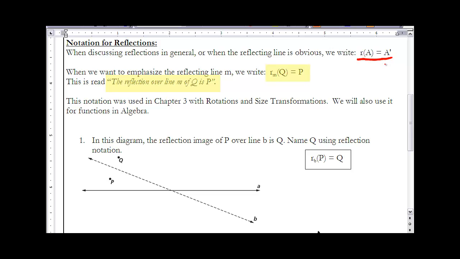This is the same notation that we used when we were looking at rotations and size transformations in chapter 3, and we're going to be consistent with that. It's also the same notation that we're going to use next year in algebra when we look at functions, and it will be referred to at that time as function notation.